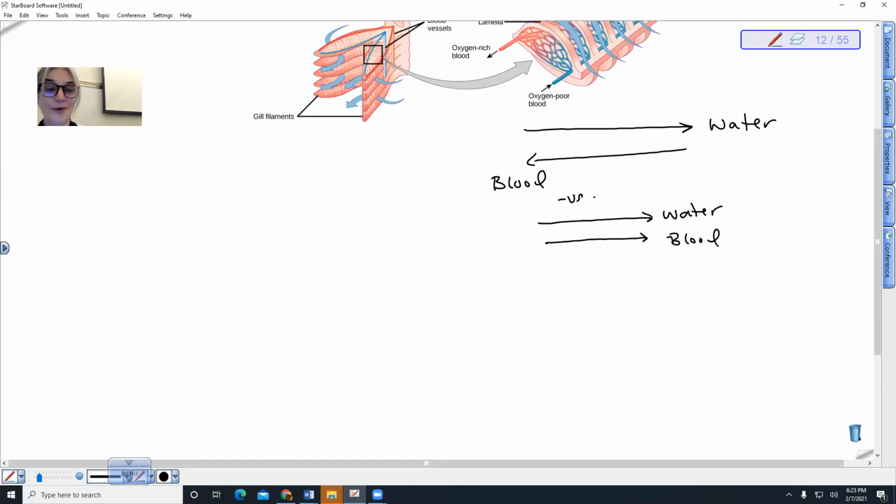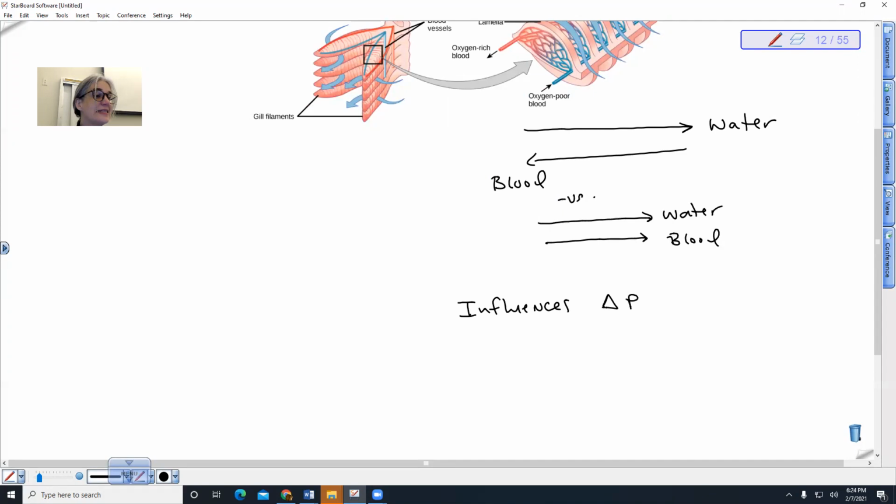So what variable does this influence in terms of the rate of diffusion and that mathematical formula? This affects the delta P. Why? Remember, that is the concentration of oxygen.